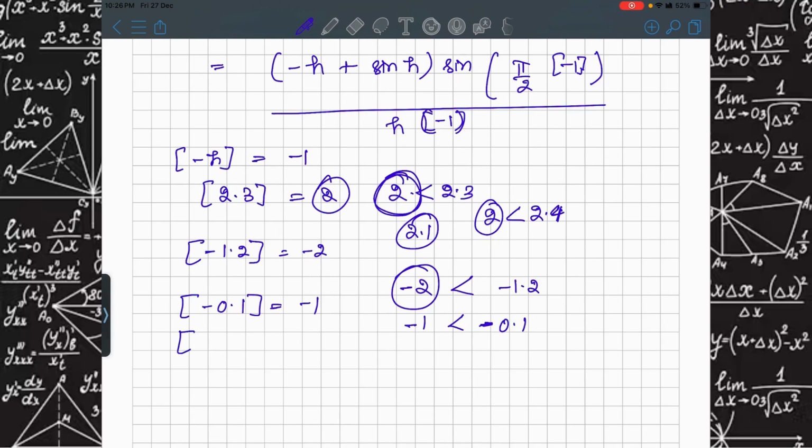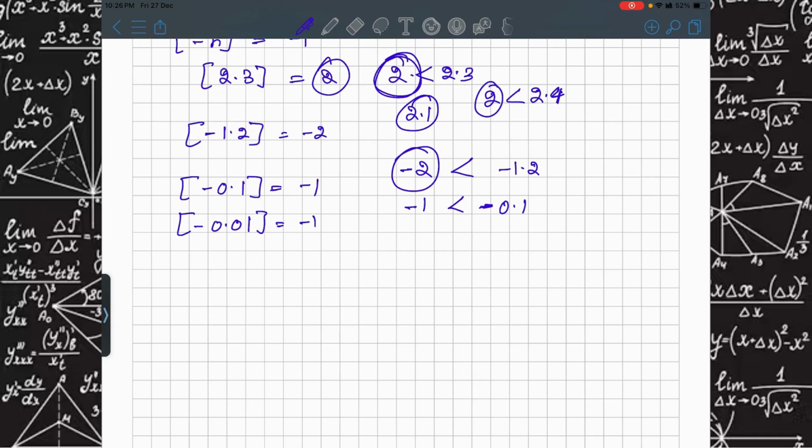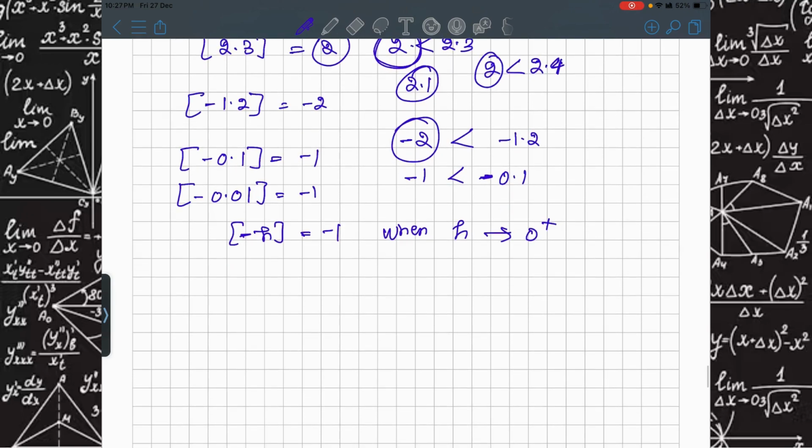What about this minus 0.01? Yes, again it's minus 1 only, because it is the greatest integer less than or equal to minus 0.01. Okay, so this is the concept. So how are we concluding that greatest integer of minus h is equal to minus 1 when h tends to 0 plus? h tending to 0 plus means we can write h is greater than 0, right? Of course.